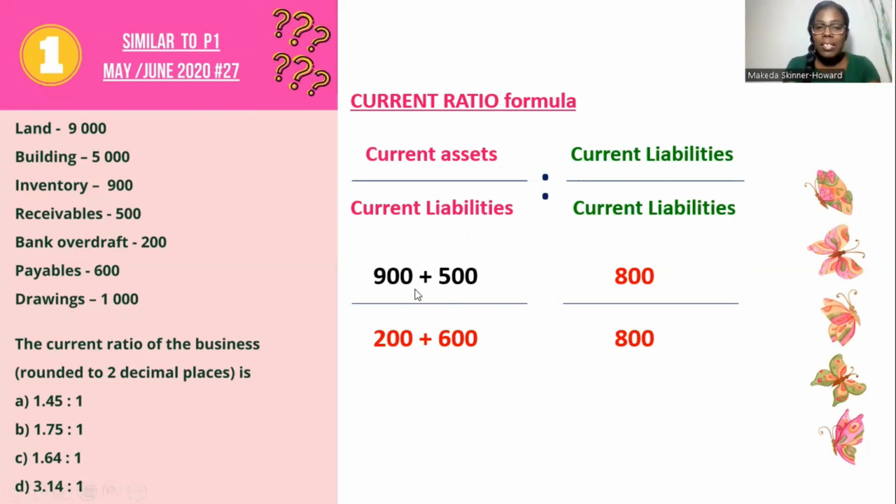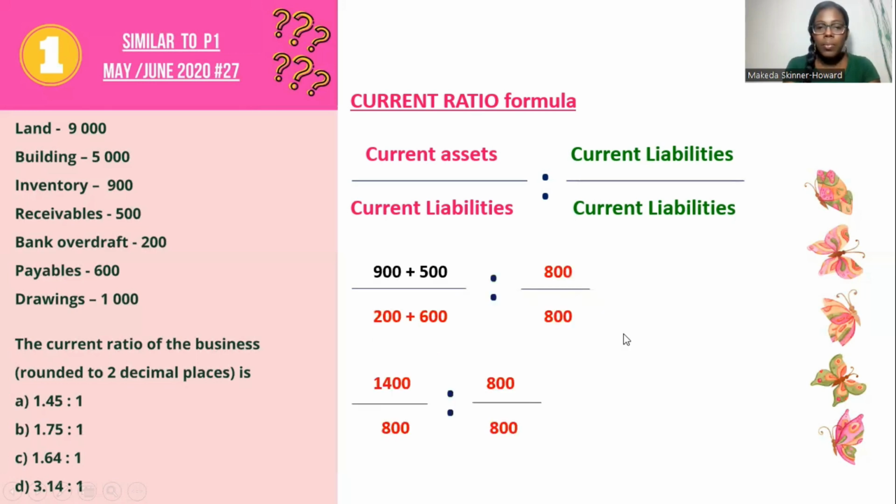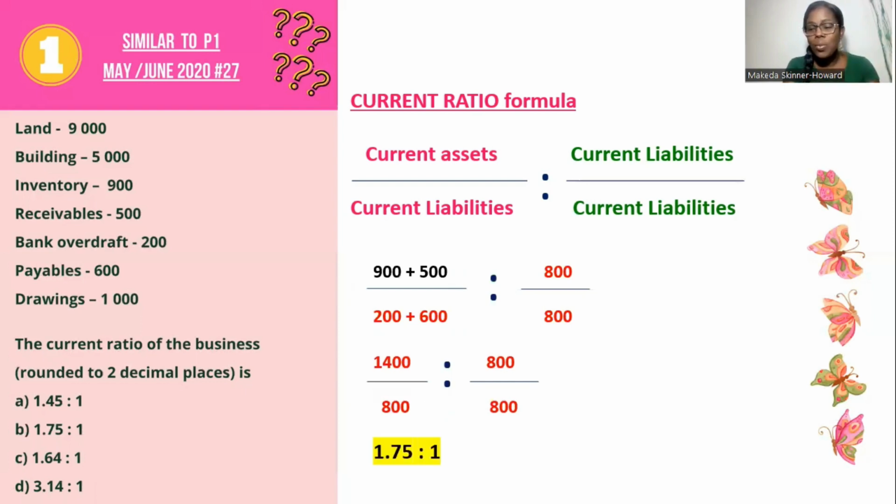So I have my current assets 900 and 500 and my current liabilities 200 and 600. I work that out for my right-hand side because it's simple to work out, and I just write in 800 over 800. If you work that down, you will end up with 1400 over 800 on your left-hand side, and we have 800 over 800 on our right-hand side. If you continue to work that down, you will end up with 1.75 on your left-hand side, and you will end up with 1 on your right-hand side. So that means your answer is B.